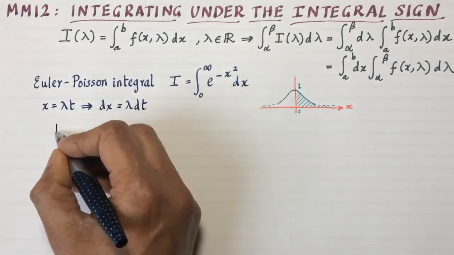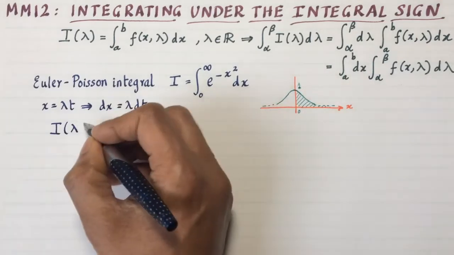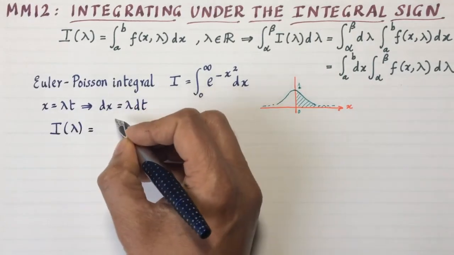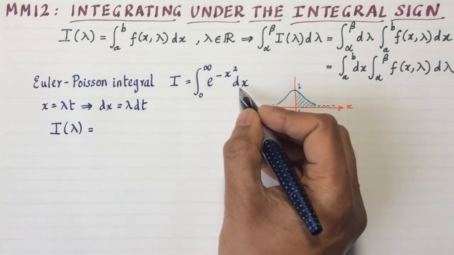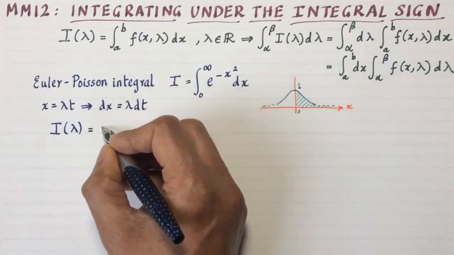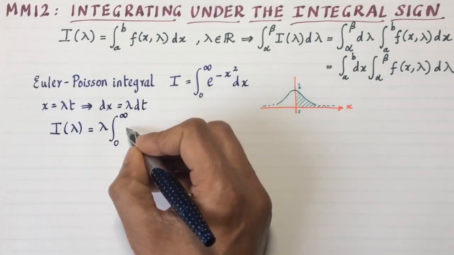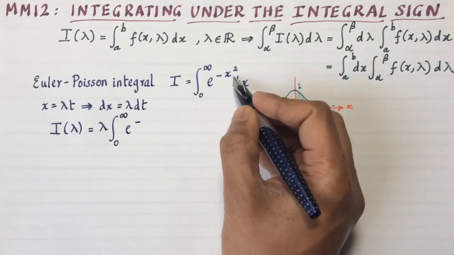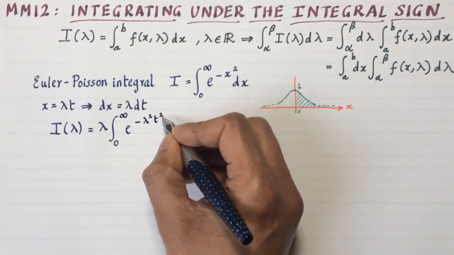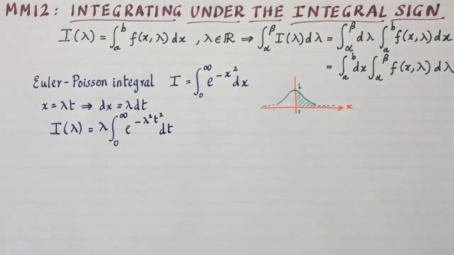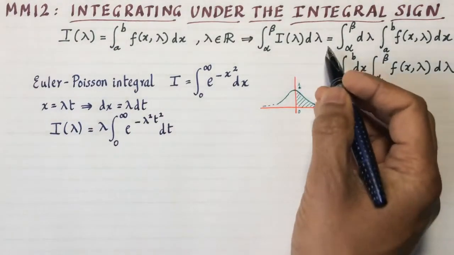Let's try to now write our integral, which I initially wrote as I, now a function of lambda. So that's going to be, I'll pull out this lambda. If I substitute for dx, I'm going to get lambda dt, so I'll pull the lambda out. So I'll get lambda integral 0 to infinity e to the minus, when I do x squared, I'm going to get lambda squared t squared. Okay, now it's all ripe and ready to be applied.